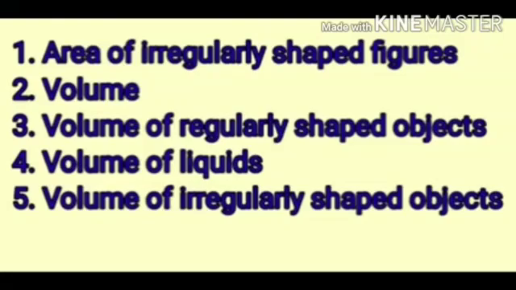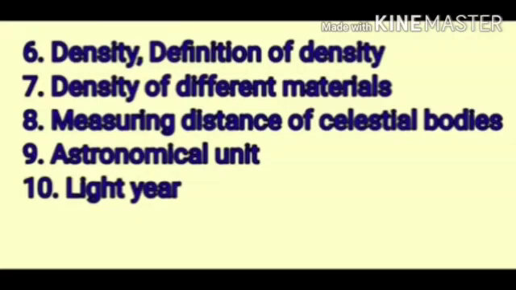Now we are going to see about number 1, area of irregularly shaped figures. Number 2, volume. Number 3, volume of regularly shaped objects. Number 4, volume of liquids. Number 5, volume of irregularly shaped objects. Number 6, density, definition of density. Number 7, density of different materials. Number 8, measuring distance of celestial bodies. Number 9, astronomical unit. Number 10, light year.